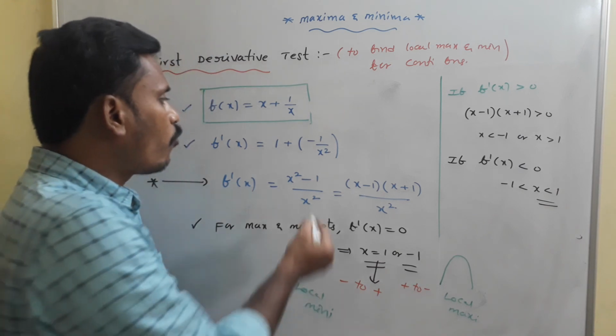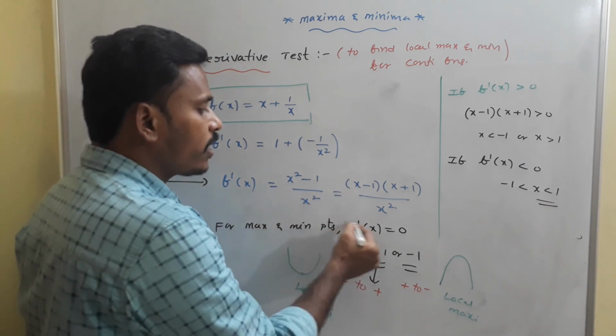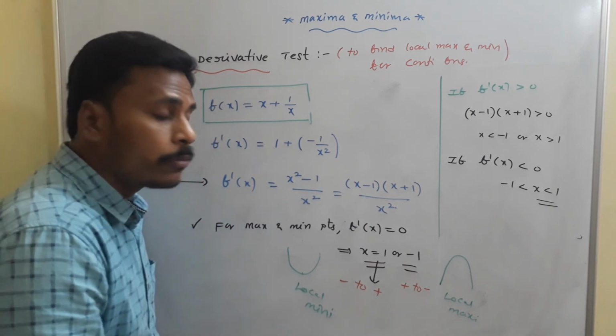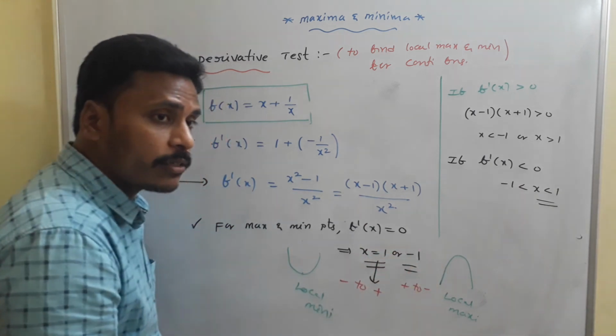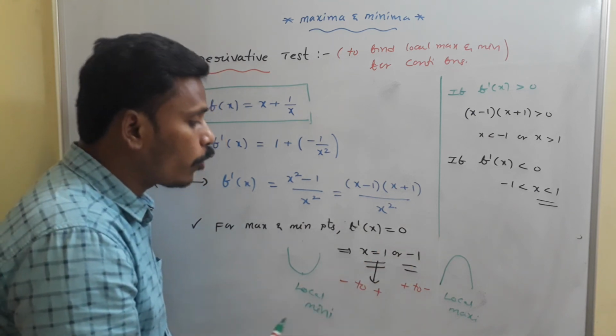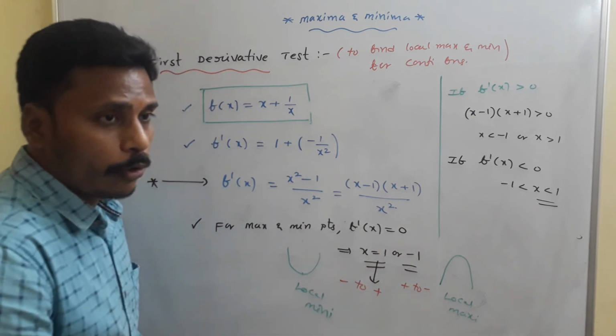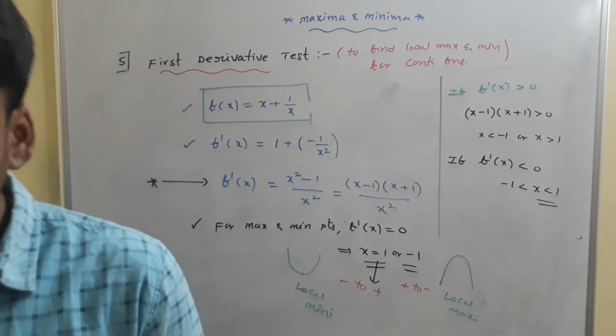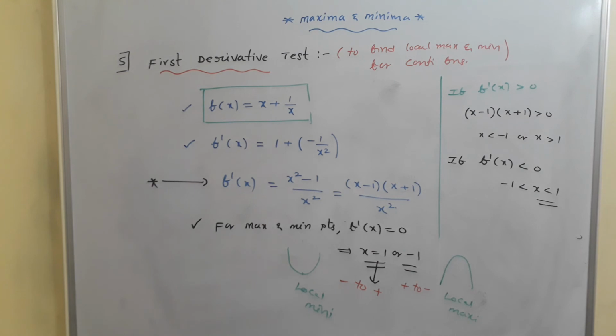Okay, here I have only 2 points. After equating f dash x to 0, I have only 2 points here. But for some problems, you may get more than 2 points, and at each and every point we need to check, and from there we need to decide local maxima and local minima points. Okay, just have a look. That's the way of solving a problem to find maxima and minima using first derivative test. If you have any doubts, just raise your hands.